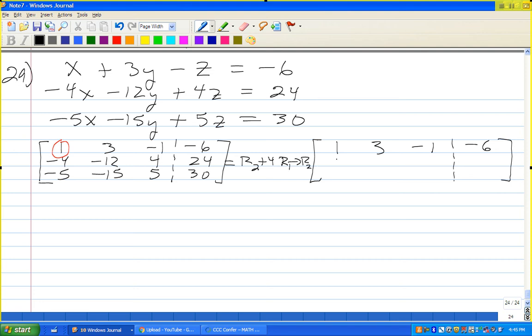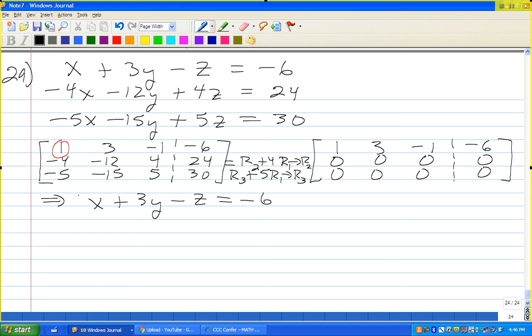And so 4 minus 4 is 0, 12 minus 12 is 0, 4 minus 4 is 0, 24 minus 24 is 0. Let me take the third row and add to it 5 times the first row to get a new third row. 5 minus 5 is 0, 15 minus 15 is 0, 5 minus 5 is 0, 30 minus 30 is 0. And so this says that x plus 3y minus z is equal to negative 6. And that's the only equation you have left.